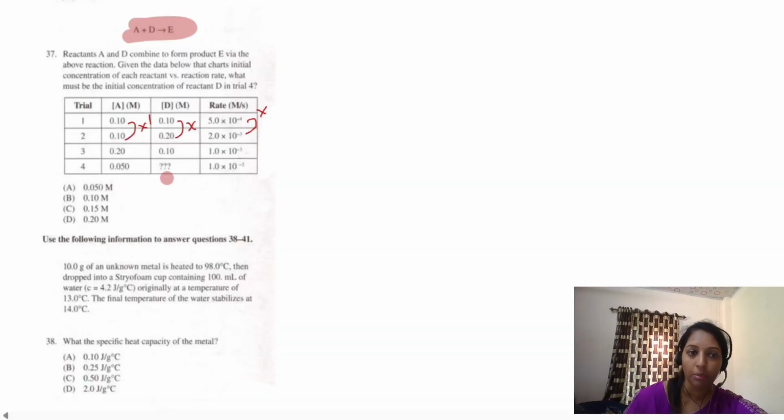When D is doubled, this is quadrupled, which means how do you calculate the rate? You know that A raised to something and D raised to something is there. So what is the rate law? Rate is equal to K times this one. Something is there. So our aim is to calculate this M and N.